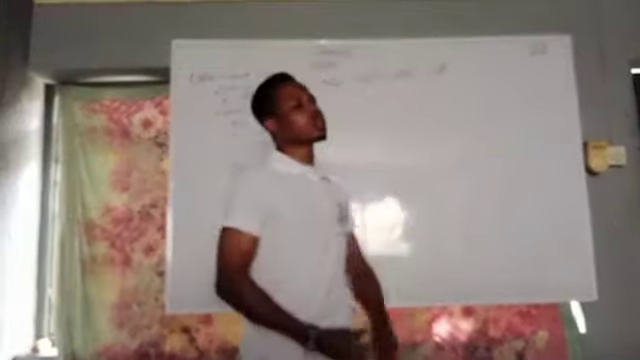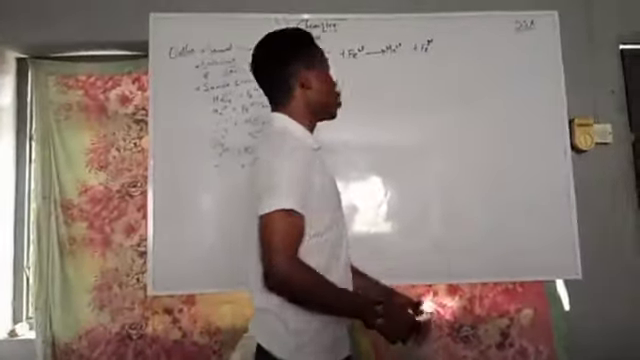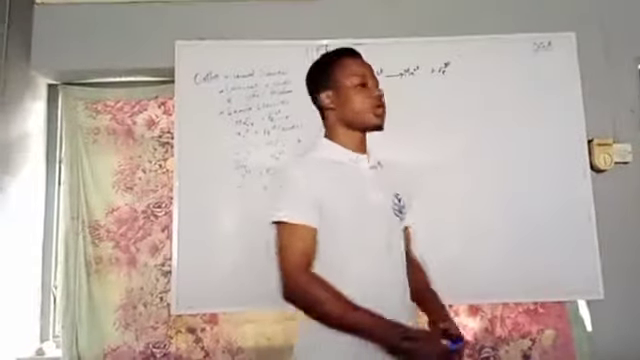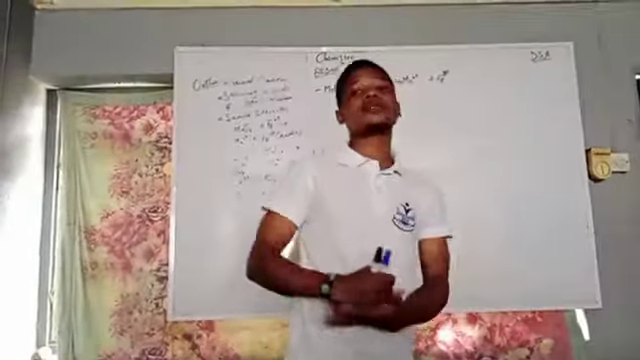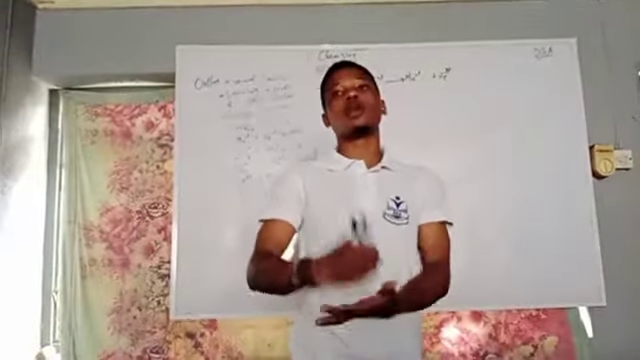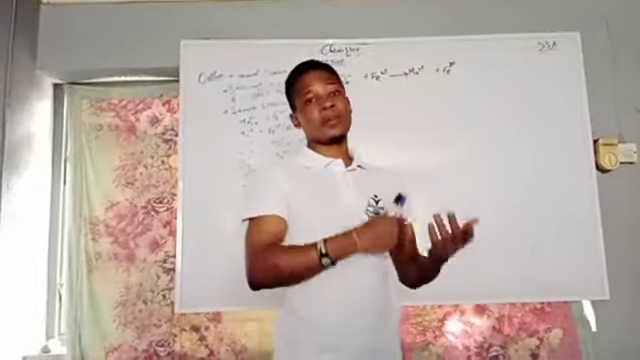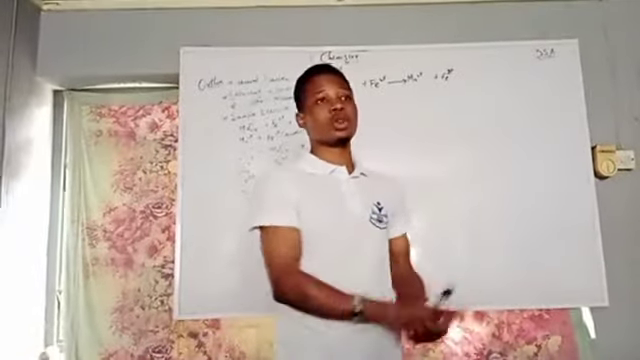Let me give you a short overview of the process. In order to balance in a medium, there are a number of basic steps. The first thing you do is identify the type of redox reaction happening, where there is oxidation and where there is reduction.